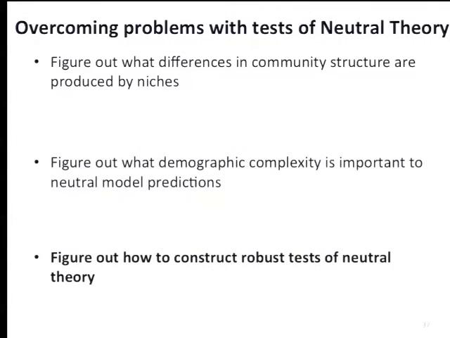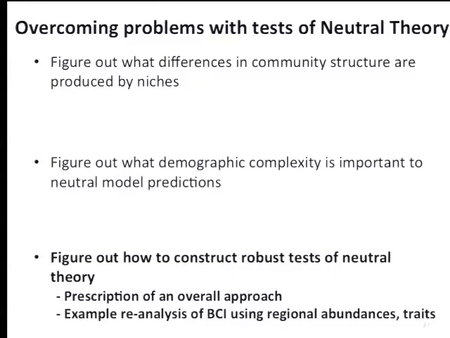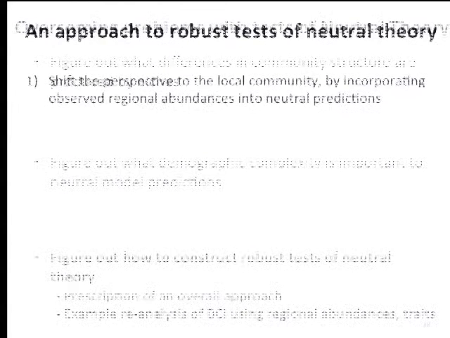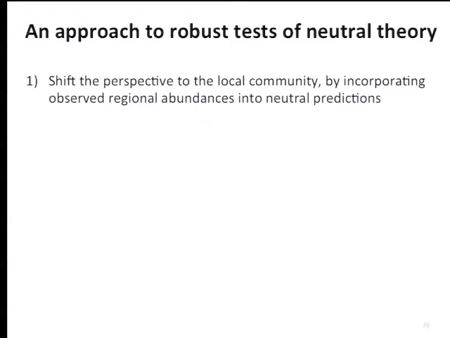So let me just move on to this last part, in trying to think about ways to construct tests of neutral theory differently so that we can potentially avoid some of the demographic complexity we might have to think about, and maybe focus on aspects of the community structure that will be more influenced by niches. And I'll give here a prescription of an overall approach and then give an example of some of the elements of it by looking at BCI data.